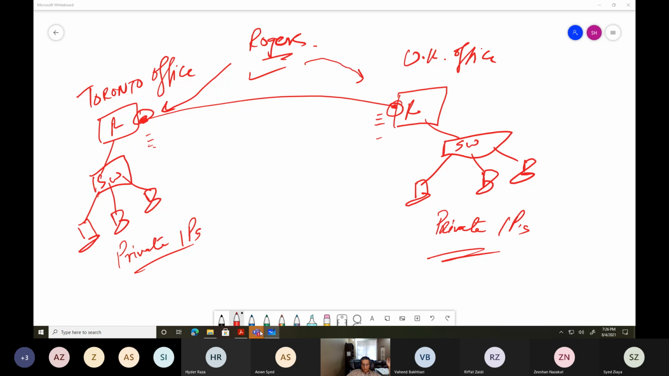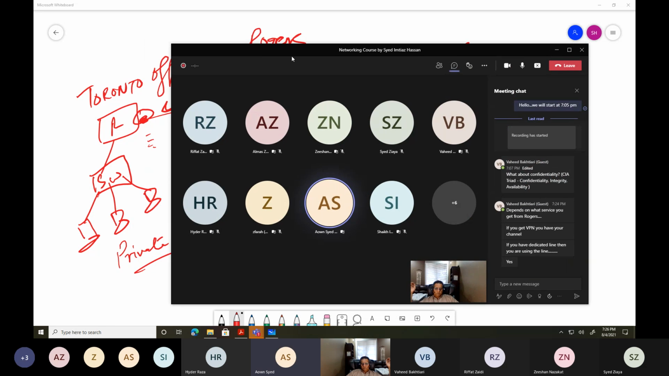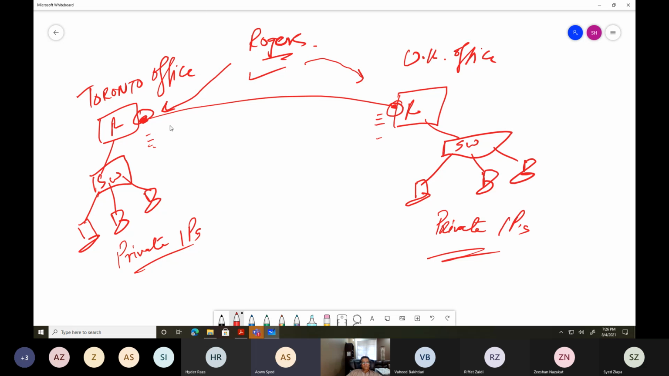Let me see who's typing here. So the main thing was, if the packets are routing through the router from one end to the different end, like there is router A and router B. So my understanding is through the internet, the packets are going to transmit from one end to a different end.